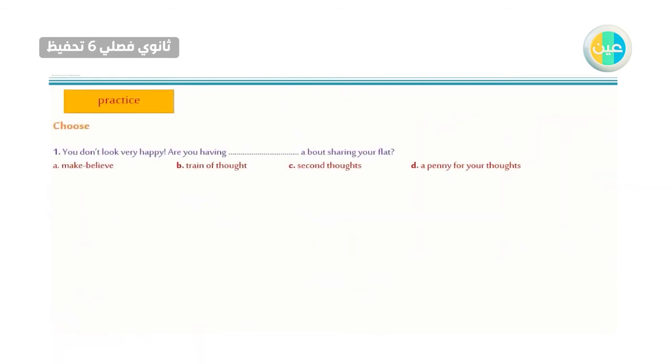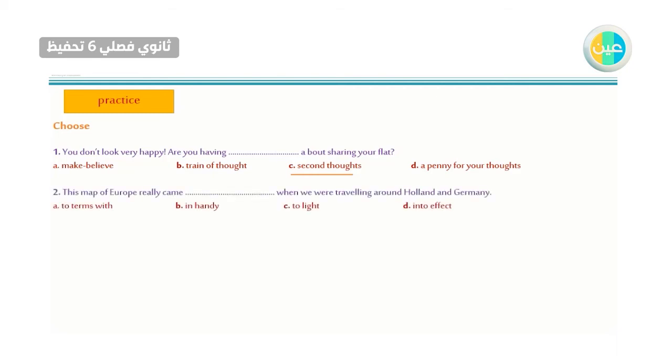Okay, now let's do the exercise. Choose. Number one: You don't look very happy. Are you having second thoughts about sharing your flat? Change your mind means. This is idioms. Number two: This map of Europe really came in handy, useful, when we were traveling around Holland and Germany. Number three: Adrian Bolton looks capable of breaking the 100 meter swimming record at any time.